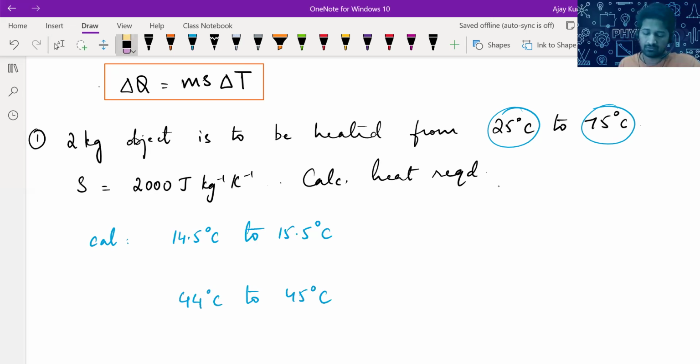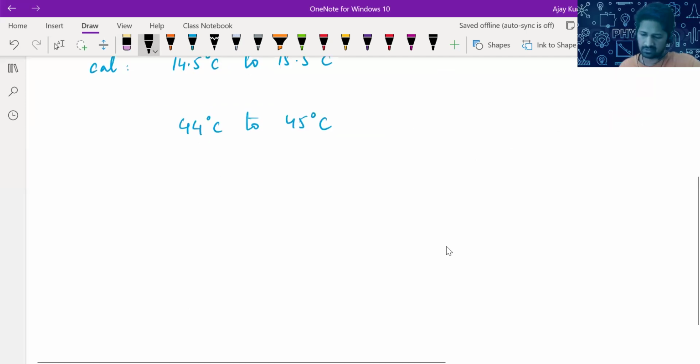So when you use specific heat here, 2000 joule per kg per Kelvin, for this entire temperature change, you are assuming that every 1 degree change requires the same amount of heat. That is an indirect assumption that we are making. As I said yesterday, unless otherwise specified, that is how you are supposed to solve problems. But suppose you are given a situation like this.